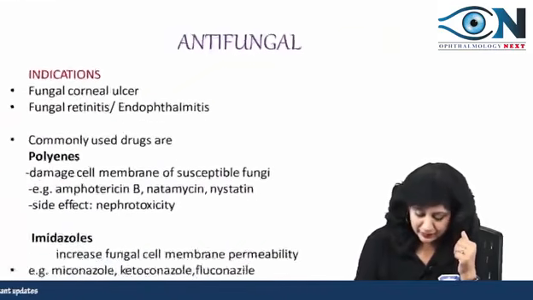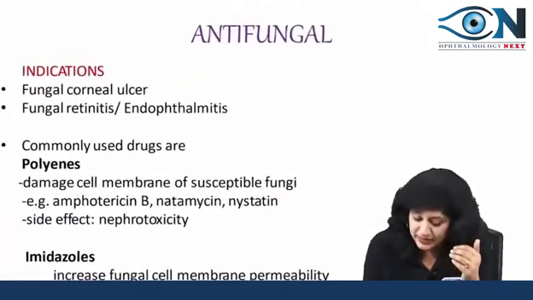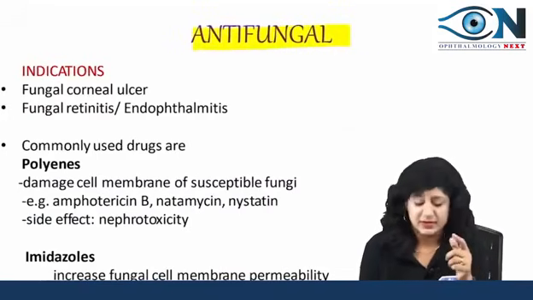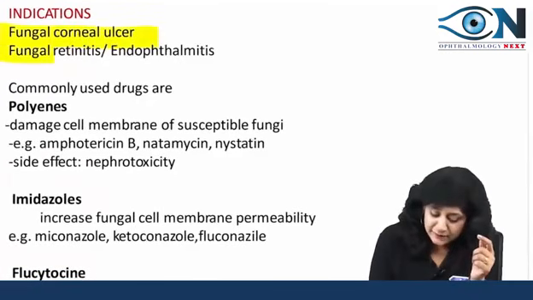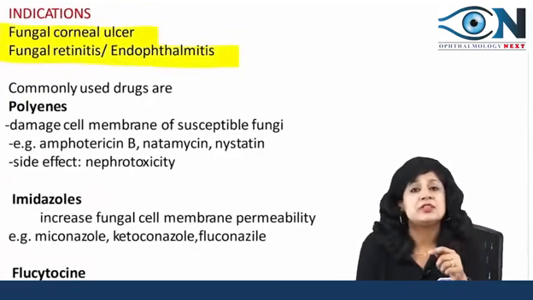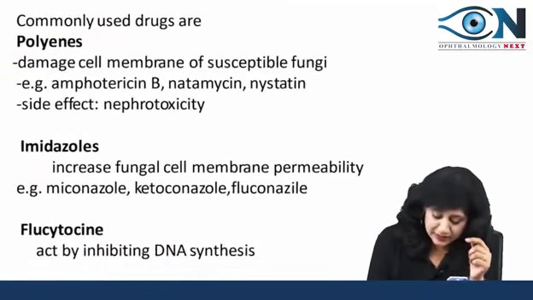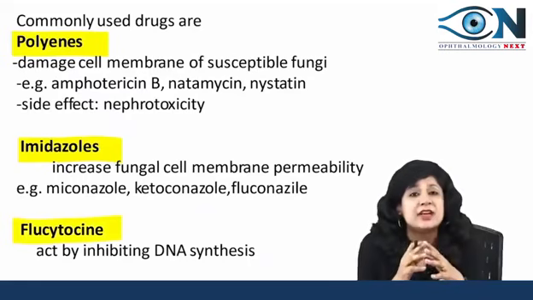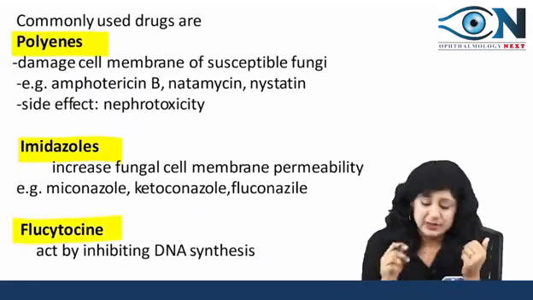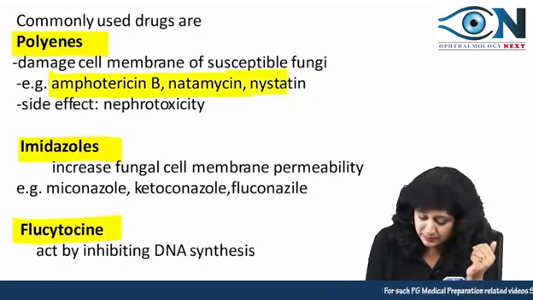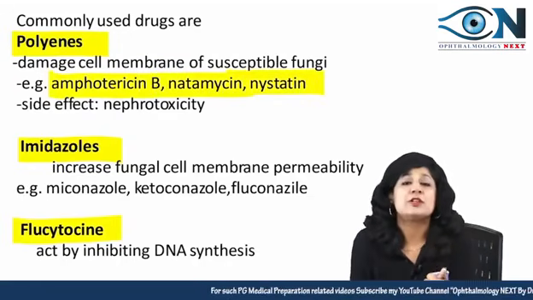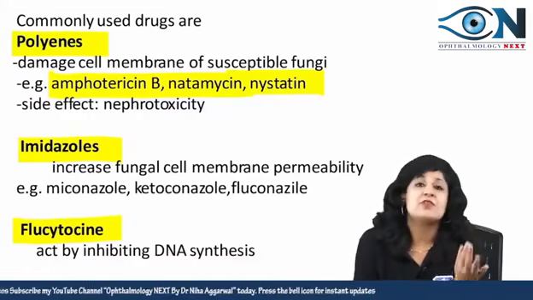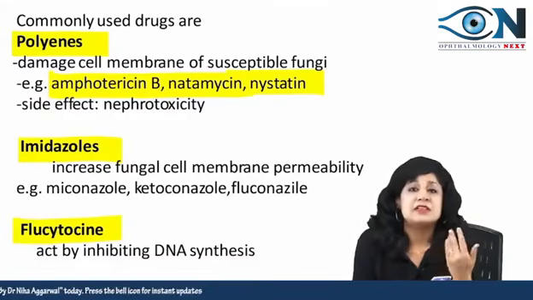Then we have the antifungals. If I come to the antifungals, obviously we have fungal corneal ulcer, fungal retinitis and endophthalmitis. Endophthalmitis is again a very important indication where you are using the antifungals. Commonly available are the polyenes, imidazoles, flucytosine, and I think you must be remembering that in fungal corneal ulcers we use amphotericin B, natamycin, nystatin. So, what was the drug of choice for your filamentous fungus? That was your natamycin. In cases of yeast-like fungus, we were using amphotericin B with nystatin.